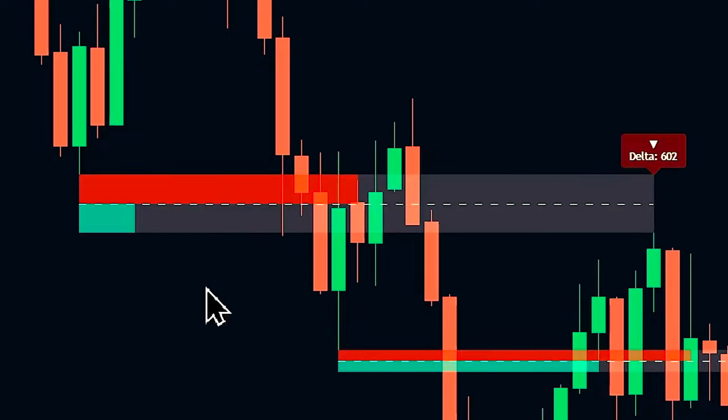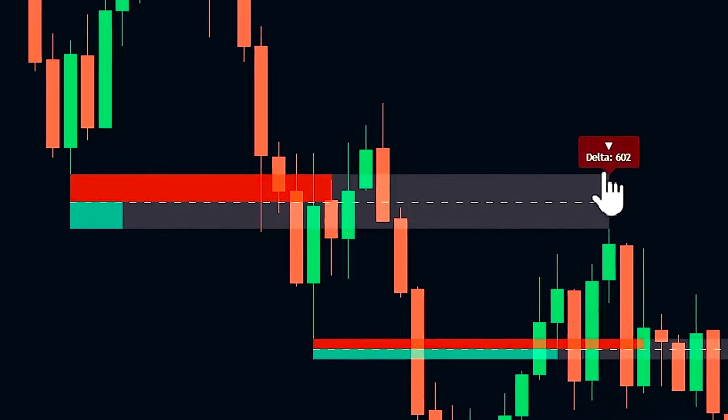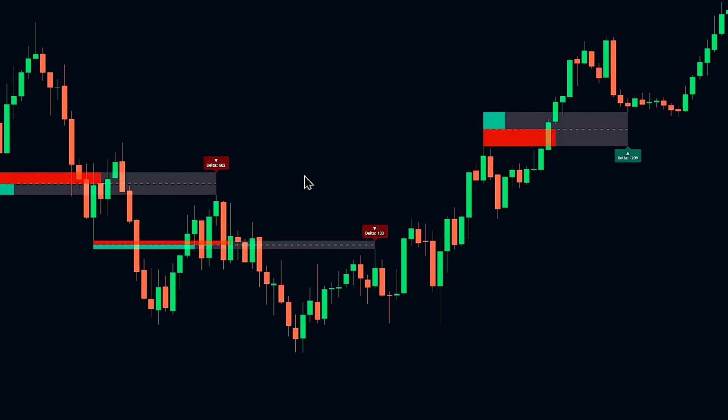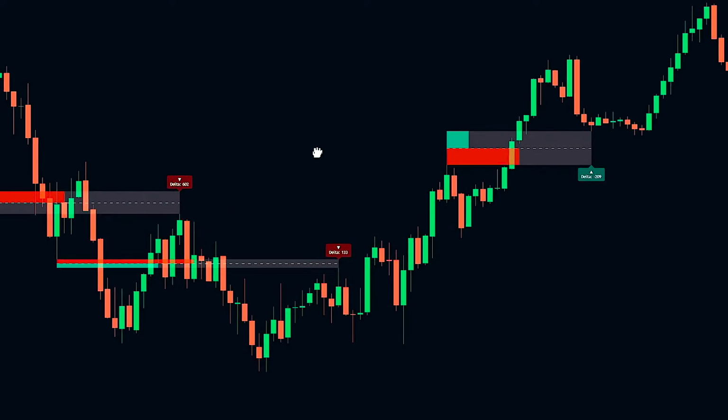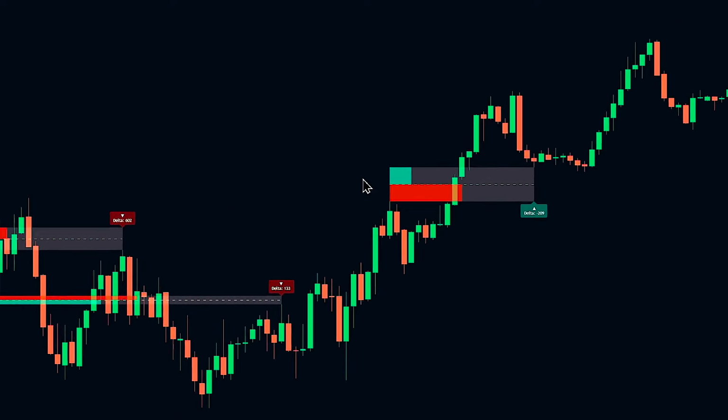So the rule of thumb is this. When using this indicator, you want to see a positive delta that confirms the dominant force: sellers for short setups and buyers for longs. Now let's move on and talk about how flexible this tool is by exploring its settings.